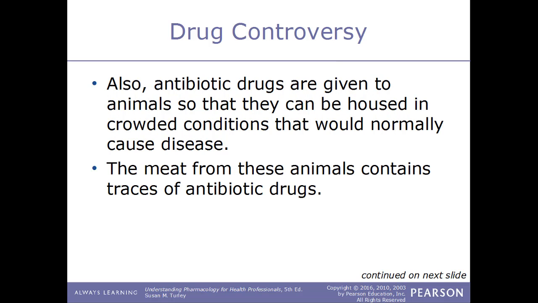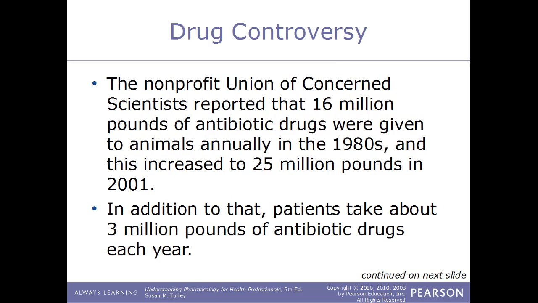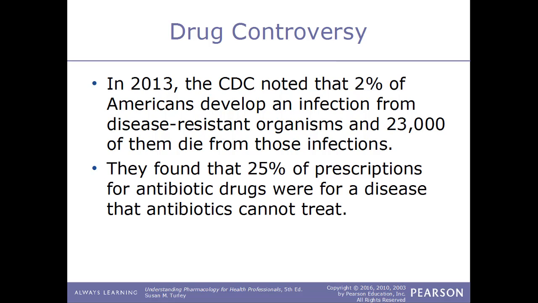Also, antibiotic drugs are given to animals so that they can be housed in crowded conditions that would normally cause disease, and the meat from these animals contains traces of antibiotic drugs. The nonprofit Union of Concerned Scientists reported that 16 million pounds of antibiotic drugs were given to animals annually in the 1980s, and this increased to 25 million pounds in 2001. In addition to that, patients take about 3 million pounds of antibiotic drugs each year. In 2013, the CDC noted that 2% of Americans develop an infection from disease-resistant organisms, and 23,000 of them will die from those infections. They found that 25% of prescriptions for antibiotic drugs were for a disease that antibiotics could not treat.